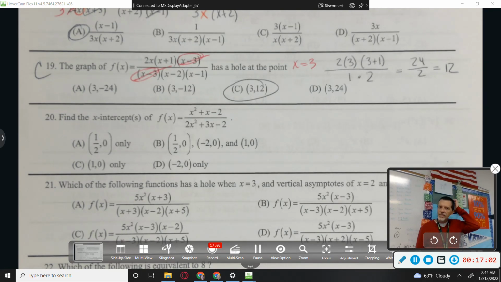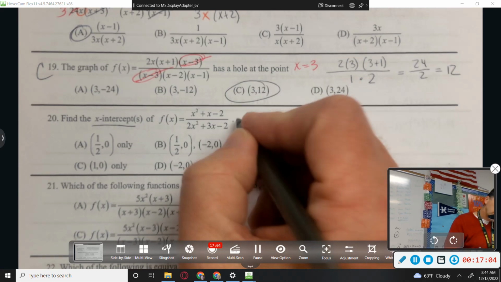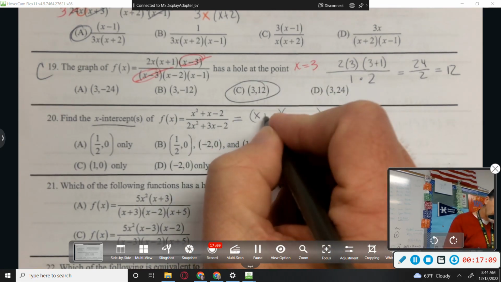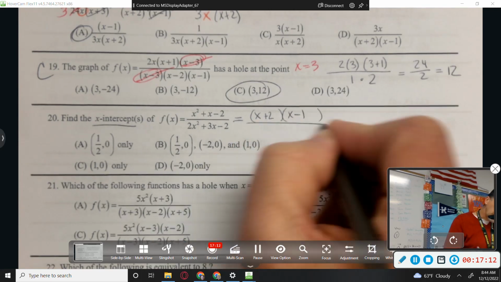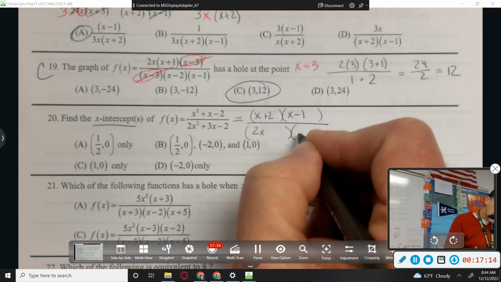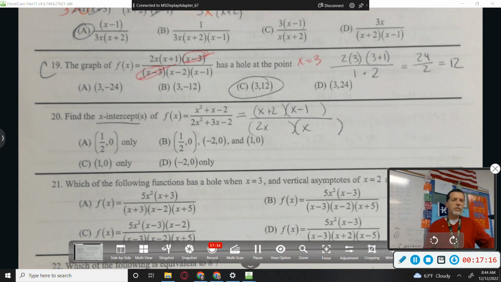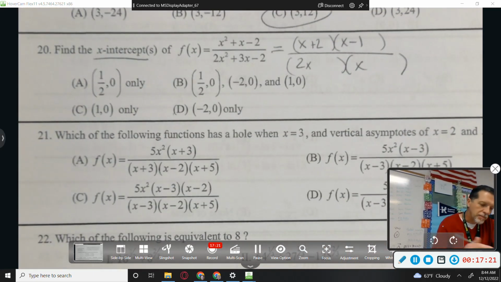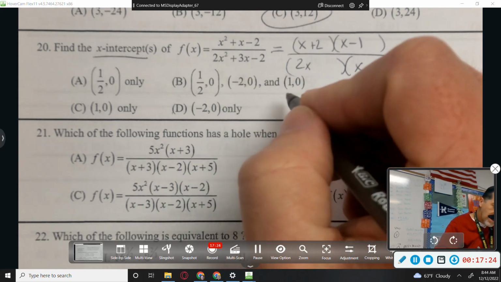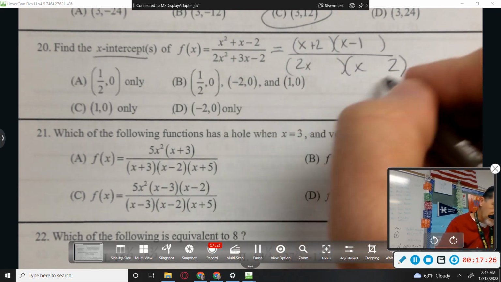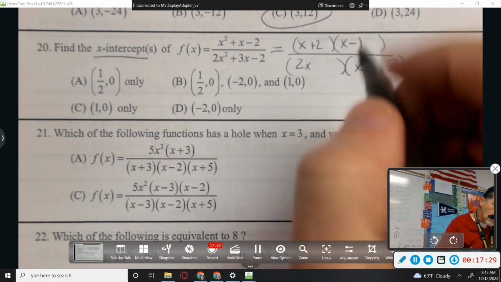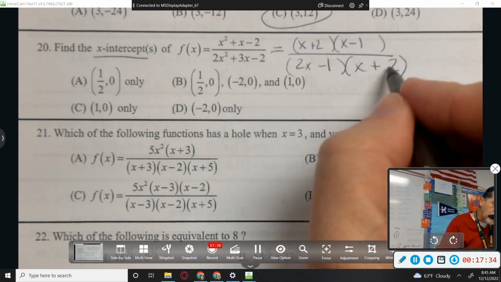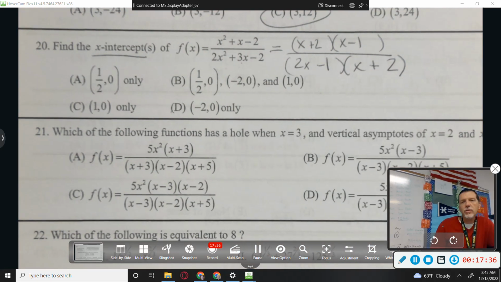Number 20, x-intercepts. Let's factor everybody first. X plus 2, x minus 1. Surely everyone can factor at this point. Probably not true, but let's see. So we would need a 2x and a 2 to make the 4, and then minus, so 4x minus x is 3x, and everything else works.